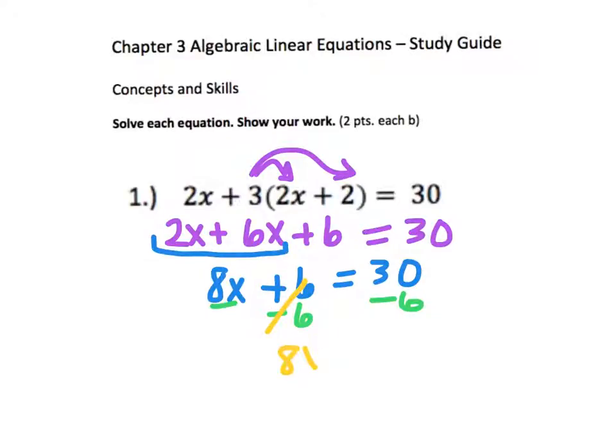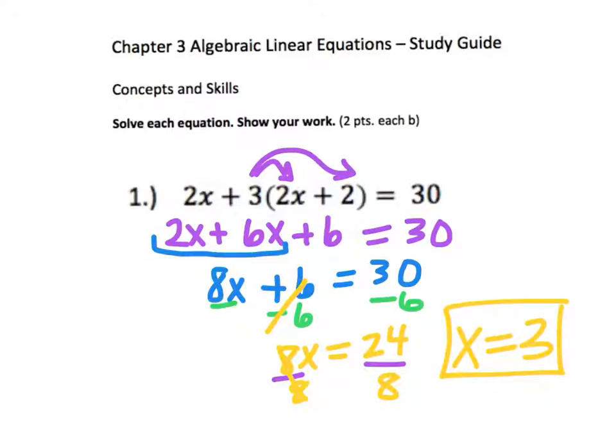Then I'm left with 8x equals 24. For the final step, I divide both sides by 8 to get x by itself. My final answer is x equals 3.